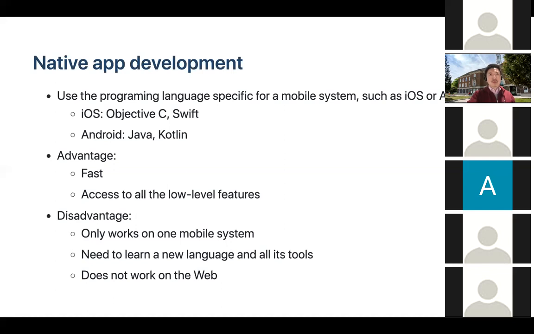So as a result, for example, if a company wants to cover all the mobile platforms and the web, then usually that means you have to develop 3 times if you do native app development. So one for iOS, one for Android, and one for the web. And they're all quite different because they're using completely different languages and tools to develop.